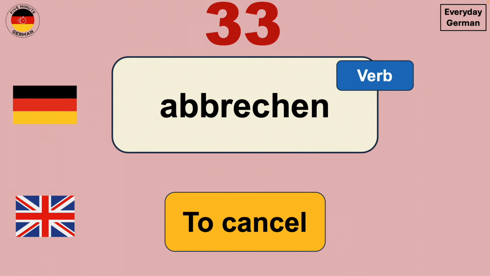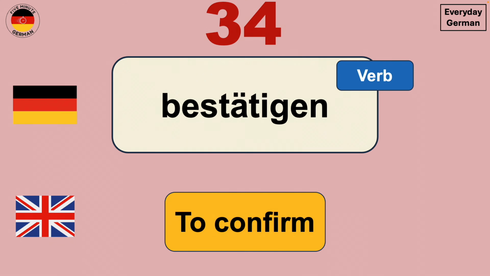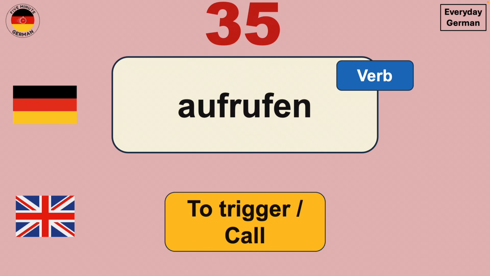which means to cancel. Abbrechen, for example, if a file is being copied and it is taking too long, then you can abbrechen the process. The next word is bestätigen, which means to confirm. Bestätigen. After that, we have aufrufen, which means to trigger or call. For example, call a function in your code.